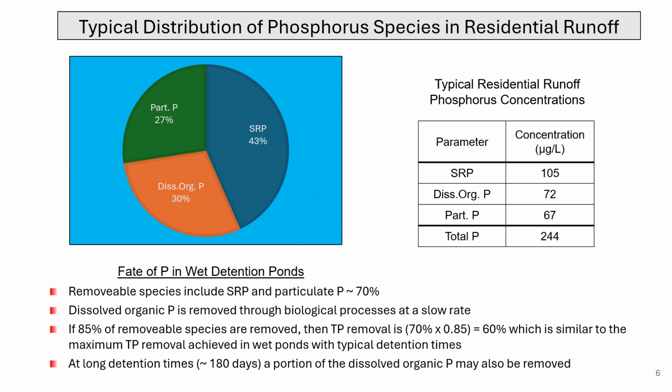which are often designed for annual residence times greater than 21 days. It's important to note that for much longer detention times, perhaps around 180 days, a greater portion of that more recalcitrant dissolved organic phosphorus may also be removed, leading to potentially higher overall removal efficiencies.